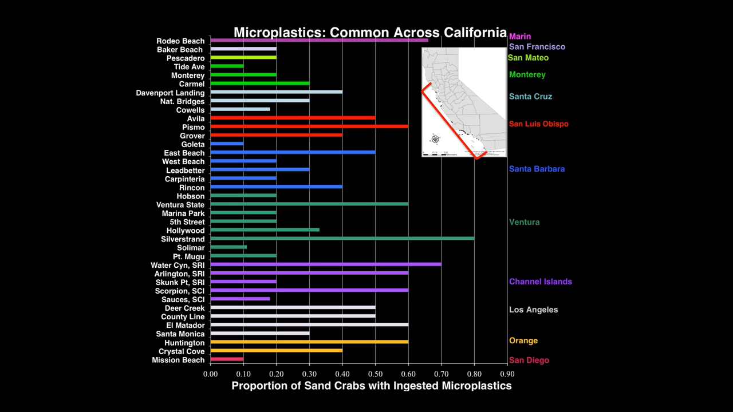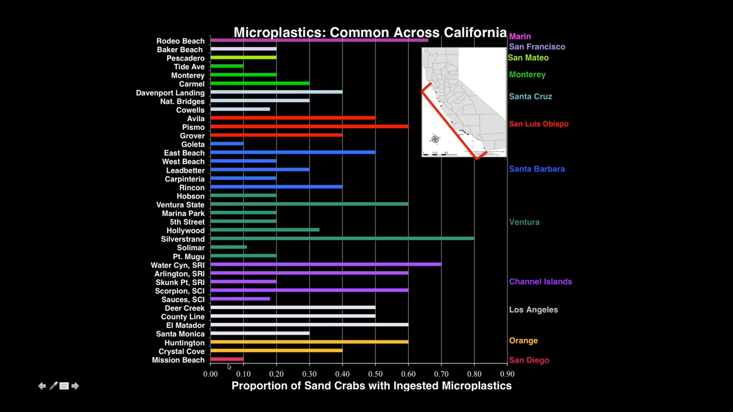From our own work, this is Dorothy's capstone work, now we're talking about inside of sand crabs. So inside of one of our key ecosystem players, our keystone species in our sandy beach, we find that every single population that we've looked at along the California coast of these critters that live in sand, in the intertidal zone, have at least some members of their population that have ingested microplastics. This is the proportion of all the crabs that we collected at a site that have microplastics.